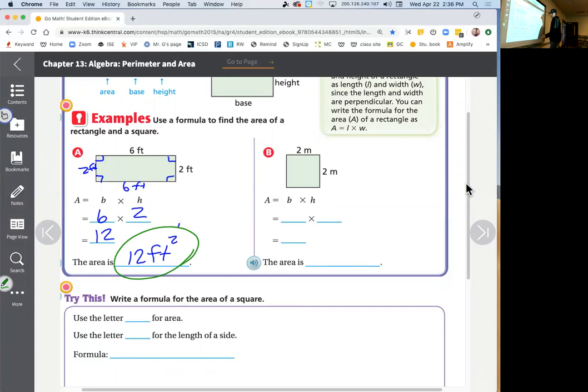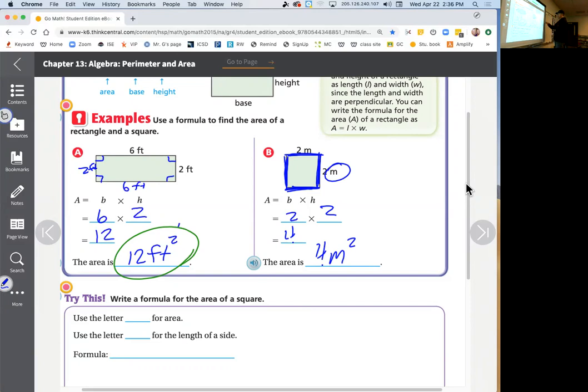All right, B. Let's look at this. The base is 2. Base is 2, but it doesn't say 2. Well, the base here and this, they're both the base. They're the same length. And then our height is this, which is 2. Okay, you got to look at both sides if they're the same. 2 times 2. So 2 times 2 is 4. So the area is 4. What's our unit? Meters. When you're finding area, it is always squared.